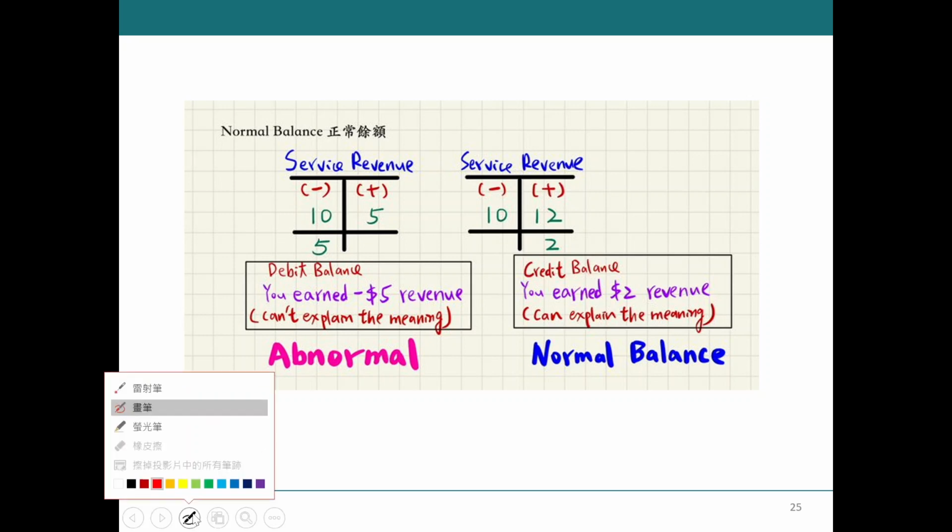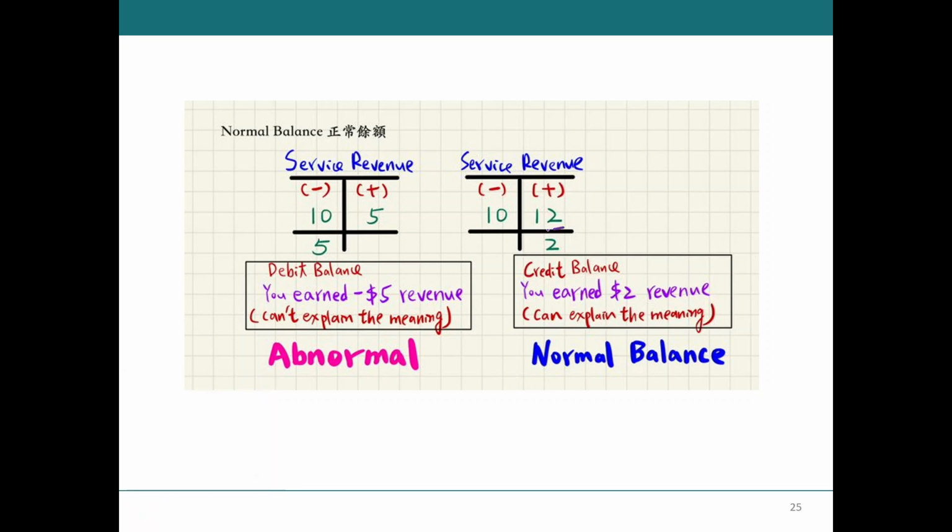The final number should appear on the increase side. Here means what? Service revenue increase on credit. So it means what? You provided service to earn revenue of $12. Okay?